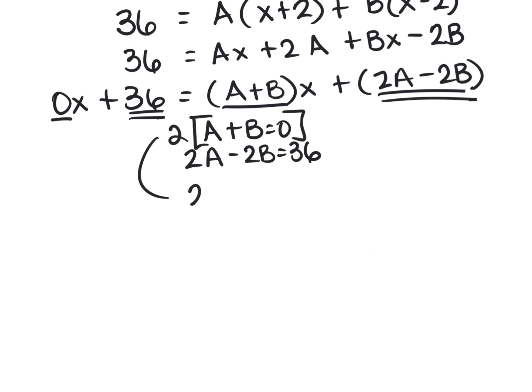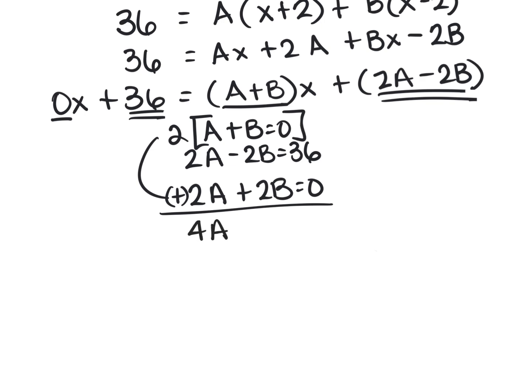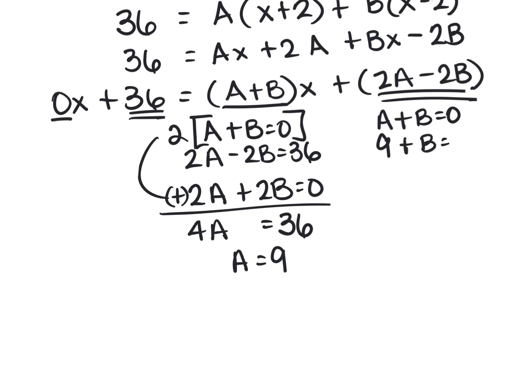I'm going to write that down here. So I have 2a plus 2b is equal to 0. And then when we add this, we have 2a plus 2a, so that's going to give us a 4a. And our b's are gone, and then we get that that's equal to 36, so a would be equal to 9. So then we have a plus b is equal to 0, and if a is 9, then of course b is going to be negative 9.